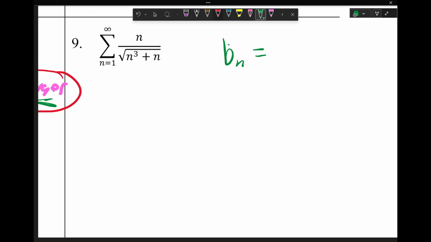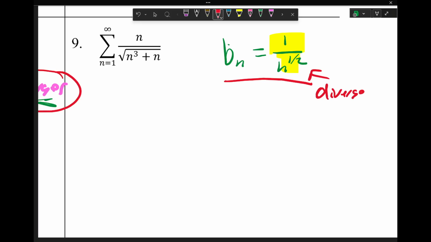Trying to think. I don't think I'd do n to the 1/2, but I'm trying to think of this reduced. This reduced helps you here. So 1 minus 3/2 is negative 1/2. So let's try not n to the 1/2, but 1 over n to the 1/2. This is a decent pick because I know it's a p-series that diverges. P is a half, which is less than 1. That's how I know it diverges.